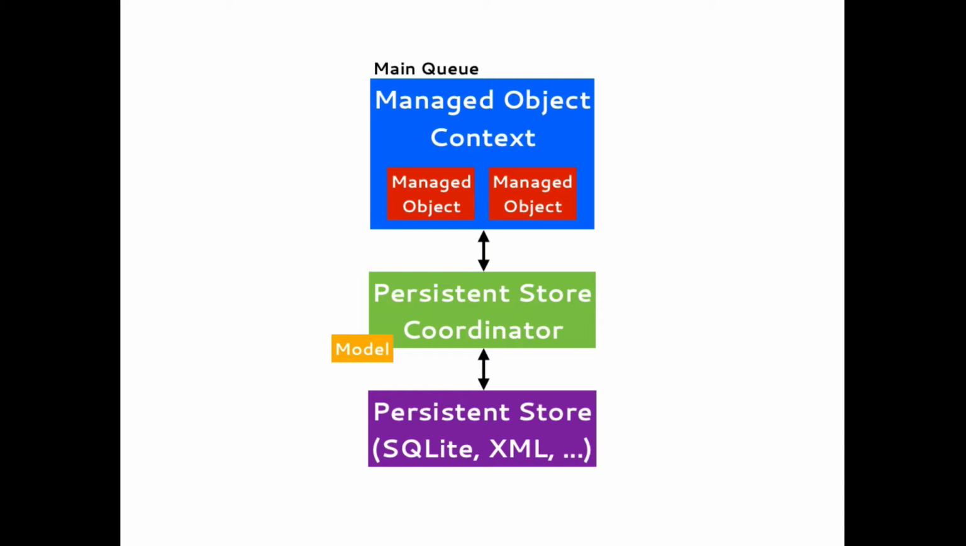So this is the basic single managed object context stack that Apple will give you if you check the box in the Xcode template. Just a managed object context that talks with a persistent store coordinator that has a model or a schema for your database, which finally goes to a persistent store layer. And that's typically a SQLite file, but it could be in memory, it could be XML.